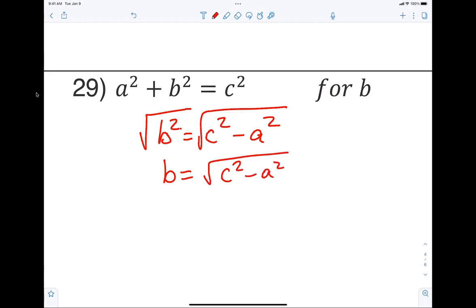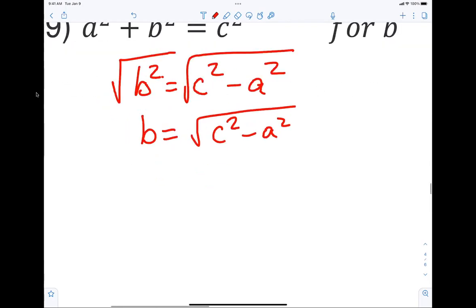Last year you learned square roots. The square and the square root cancel each other out. It's like addition and subtraction. No, Smarty Pants in the back has a good thought.